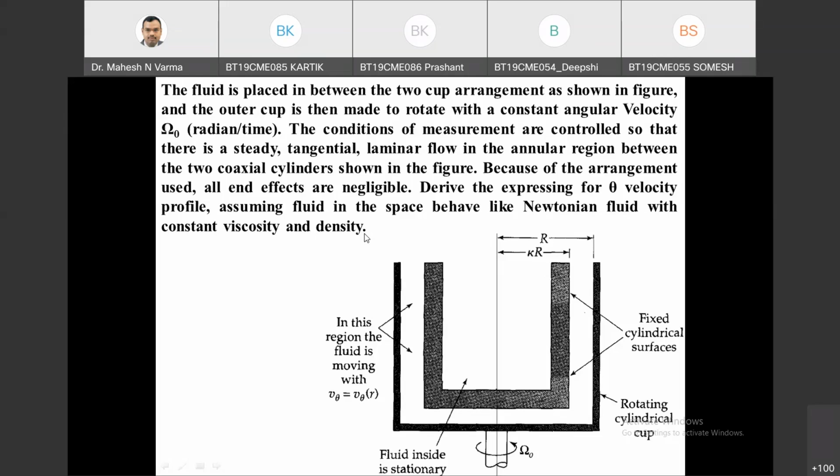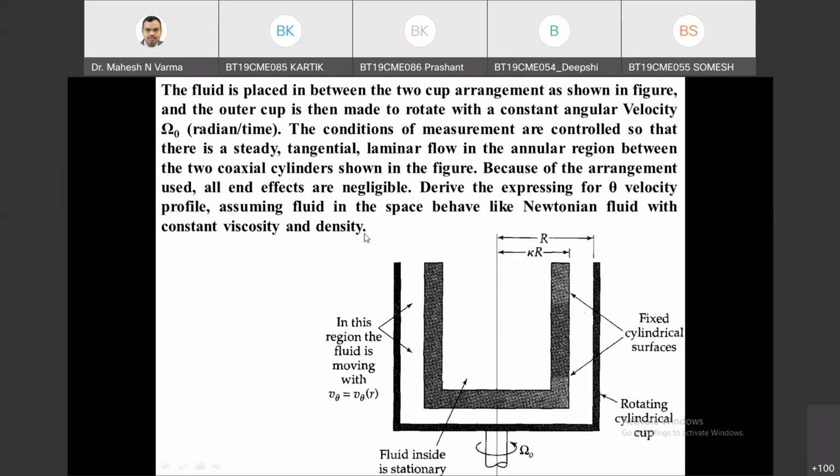Z equation of change, theta, and R. So which equation will give me a velocity profile for this problem? Theta. Okay. So what are zero velocities and what are non-zero velocities, Somesh?